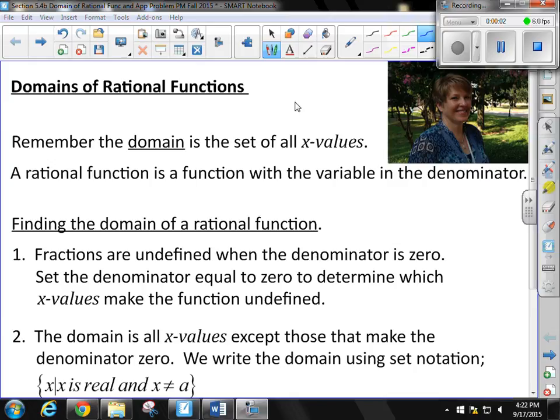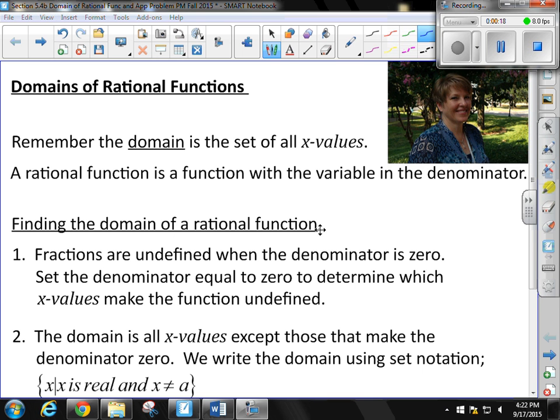Hi, this is Lisa. In this video, I'm going to talk about applications of factoring. The first one is domains of rational functions. Remember, the domain is the set of all x values. A rational function is a function with a variable in the denominator.